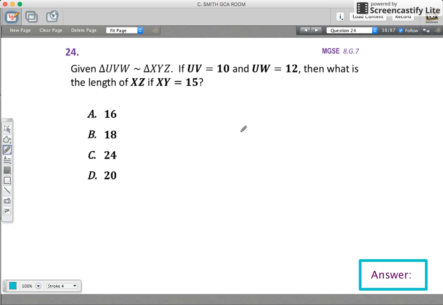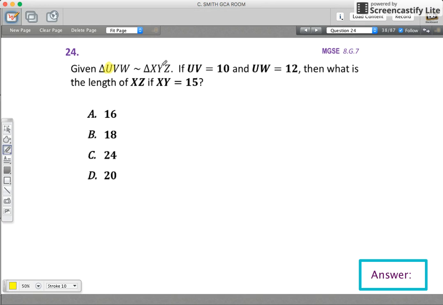Question 24 says, given that triangle UVW is similar to triangle XYZ, if UV is equal to 10 and UW is equal to 12, then what is the length of XZ if XY equals 15? The main thing that I want to point out before we start this is that this similarity statement about these two triangles tells us a couple of things about what we know about these triangles.